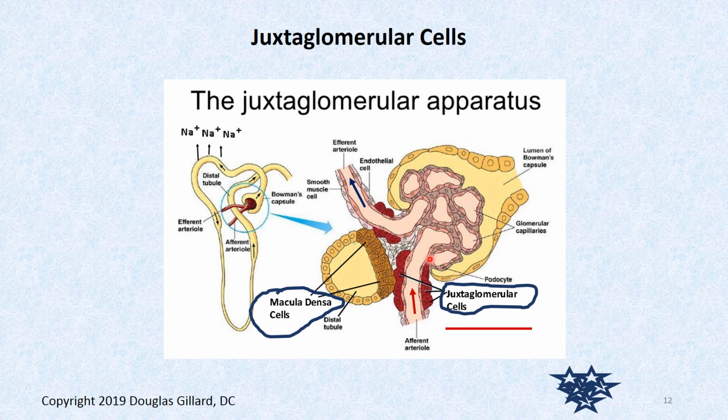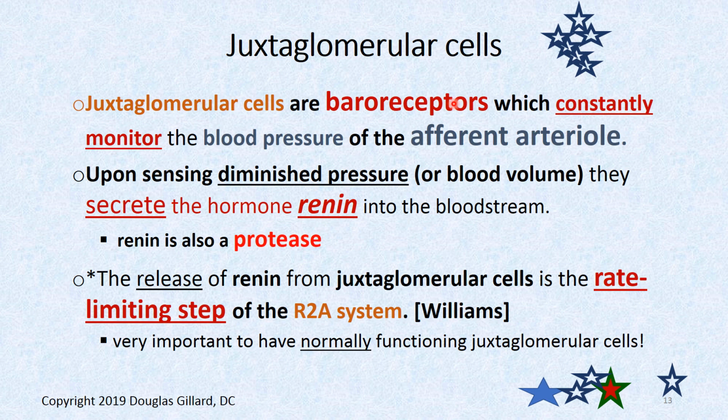Okay, so that's the juxtaglomerular cells. Like I said, they're baroreceptors, constantly monitoring the pressure of the blood in that afferent arteriole. Upon sensing any decrease in pressure, they release renin into the bloodstream. We won't go through the mechanism. Renin is an enzyme. It's a protease, and it's a cutter. It cuts its substrate. We'll look at its substrate, angiotensinogen, in a minute.